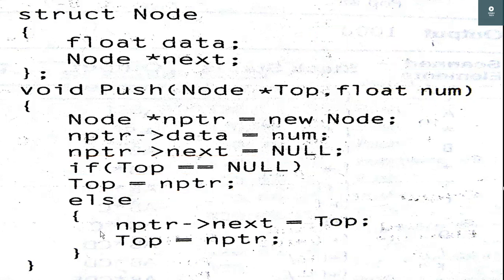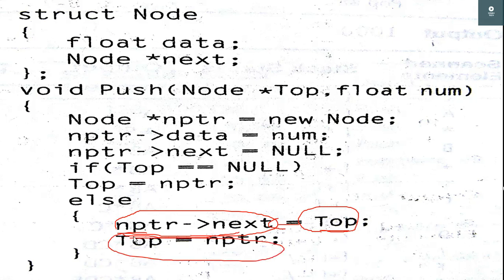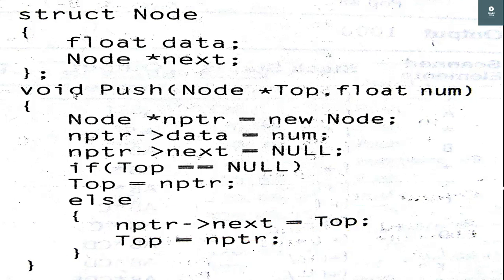Now let us see for the non-empty list. We have this part for the non-empty list. So we have nptr->next, that is the next pointer of the new node, is equal to top, that is the address of the first element is stored inside this. So now the nptr pointer is pointing to the first node, and then we have top is equal to nptr, that is now top will point to the new node. In this way we insert the element inside a non-empty stack. So this is the answer for this question.